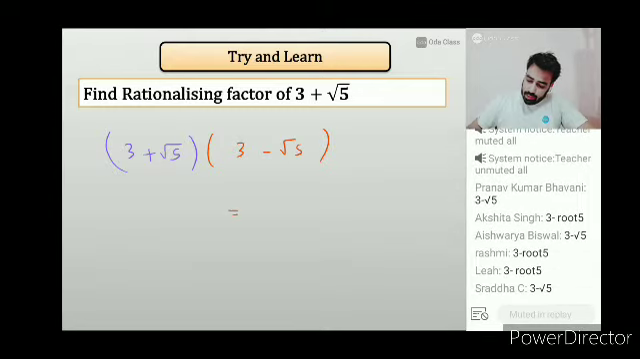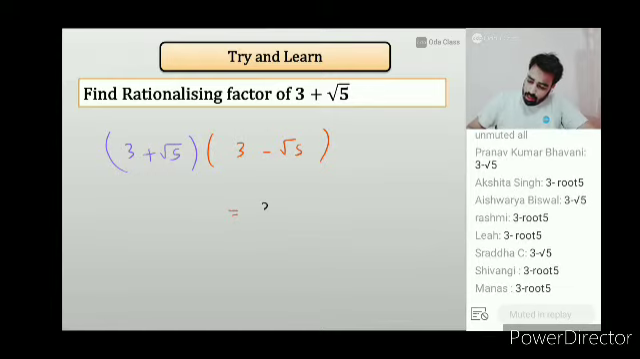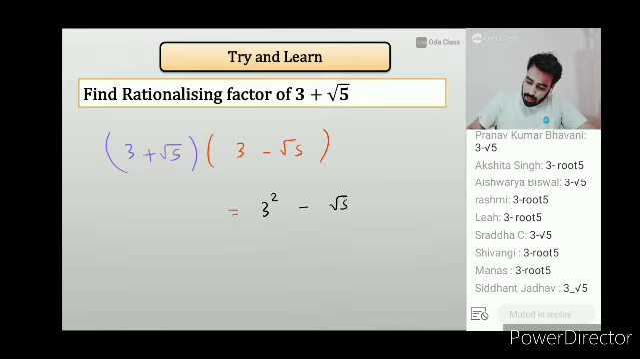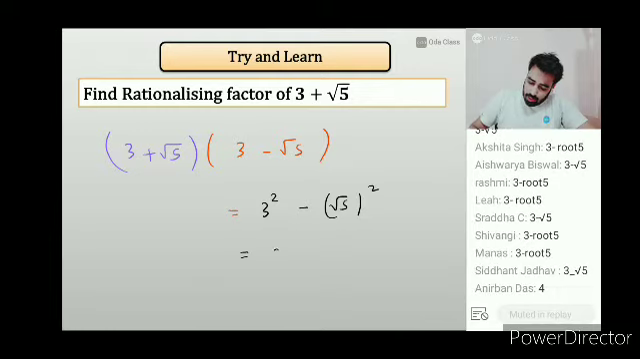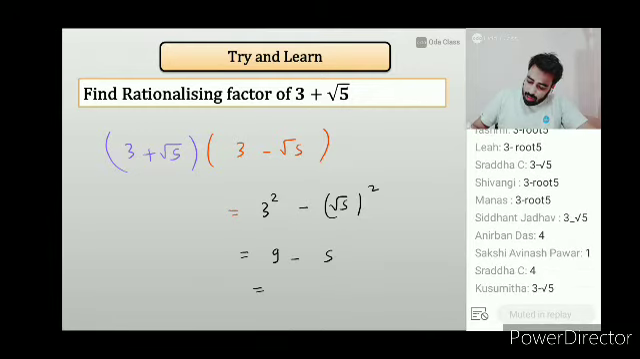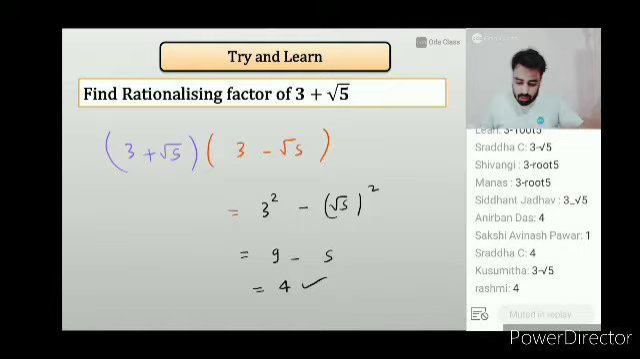Okay, let's multiply it also, and check whether we are getting a rational number or not. This is 3 square minus root 5 whole square. 3 square is 9, root 5 square is 5, and that is 4. Fine, no problem. What I have done is just change the sign.